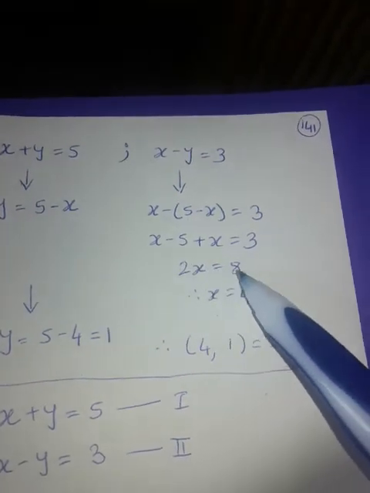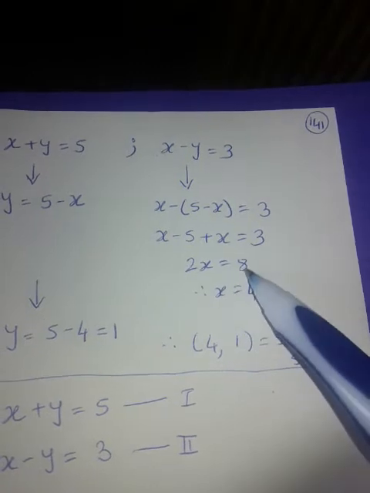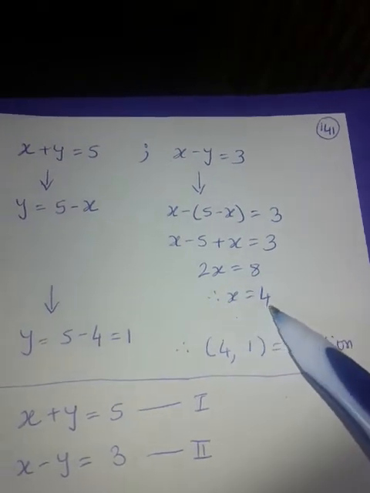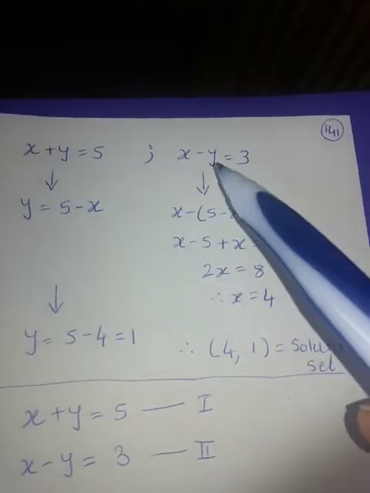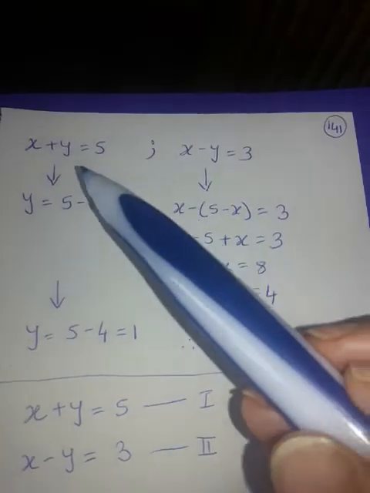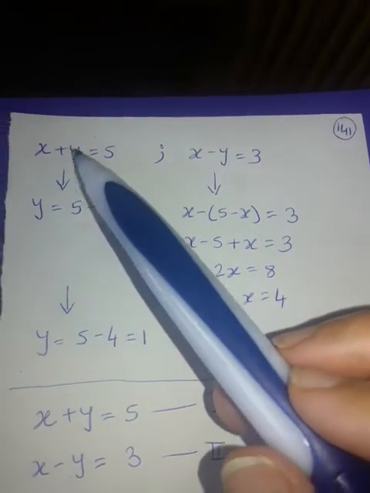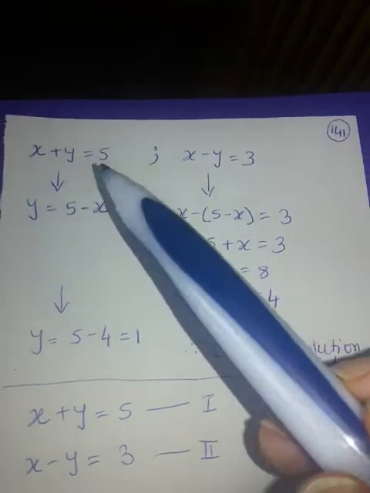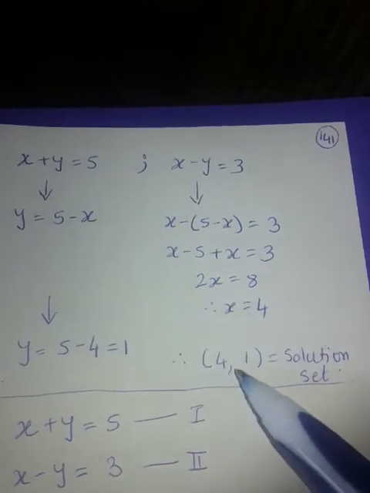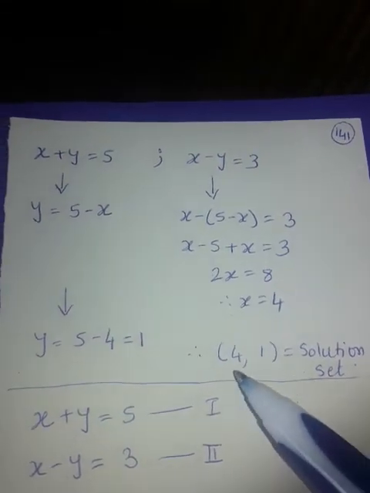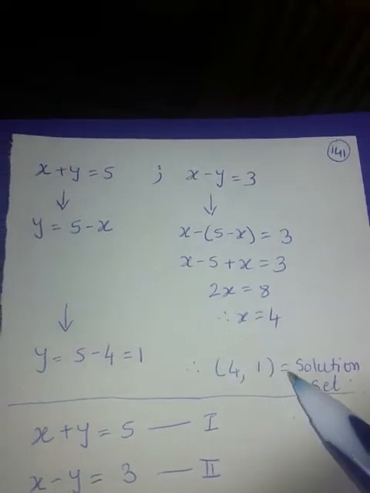So minus 5 when it goes here becomes plus. So 2x is equal to 3 plus 5, that is 8. So x is equal to 4. When I put x equal to 4 in any of these equations, I get y is equal to 1. When I put x equal to 4, 4 plus y is equal to 5. That means y is 1. So your solution set is 4, 1. Always x, y. So your solution set is 4, 1.